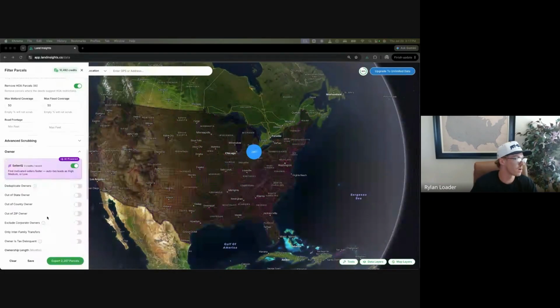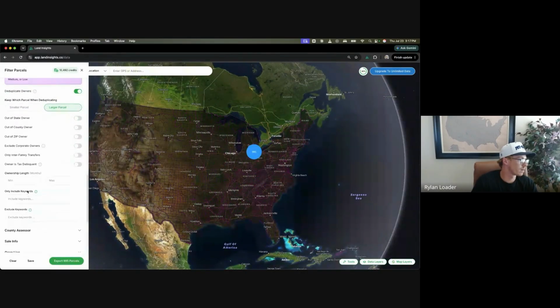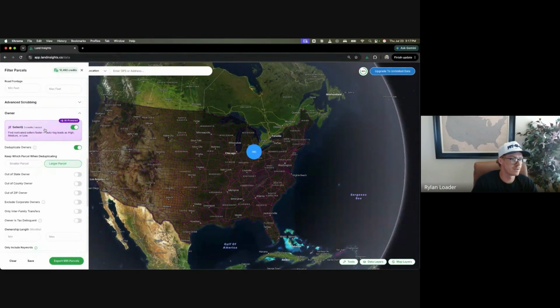So if you stack all these up, you're going to be very efficient with your mailers. And then you always want to deduplicate owners, right? You can target out-of-state and out-of-county owners if you want. I generally don't do it. I just go after everybody. I don't toy with the ownership length. I just use my Seller IQ because it's looking at everything that has to do with the seller.